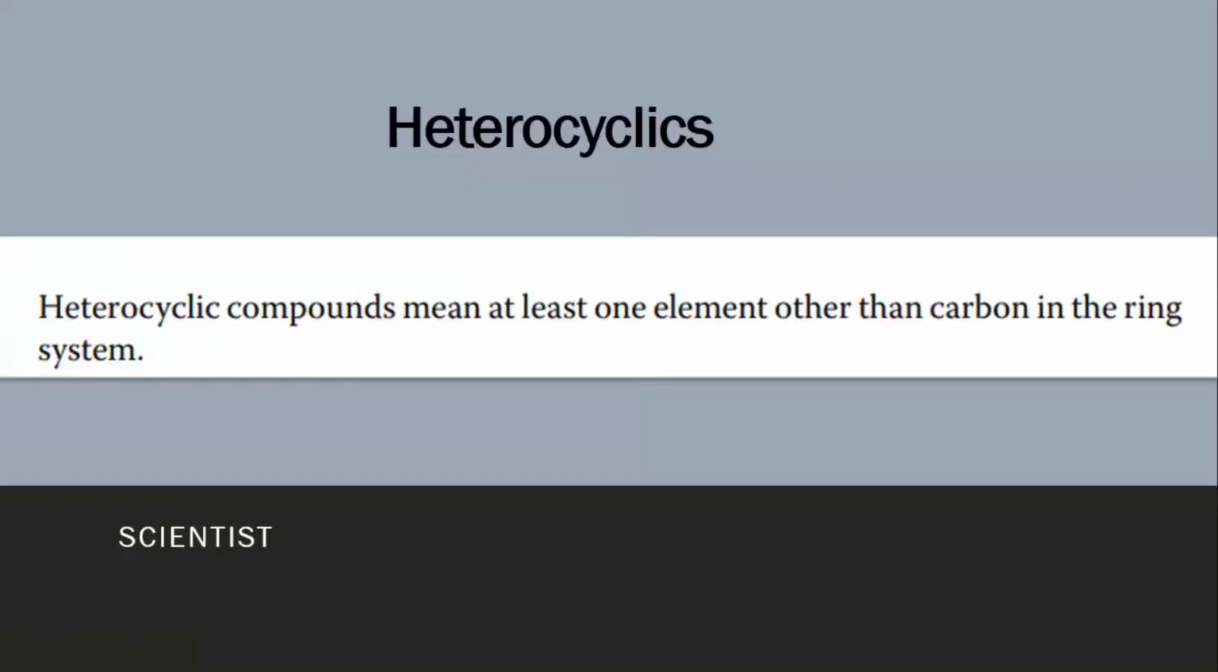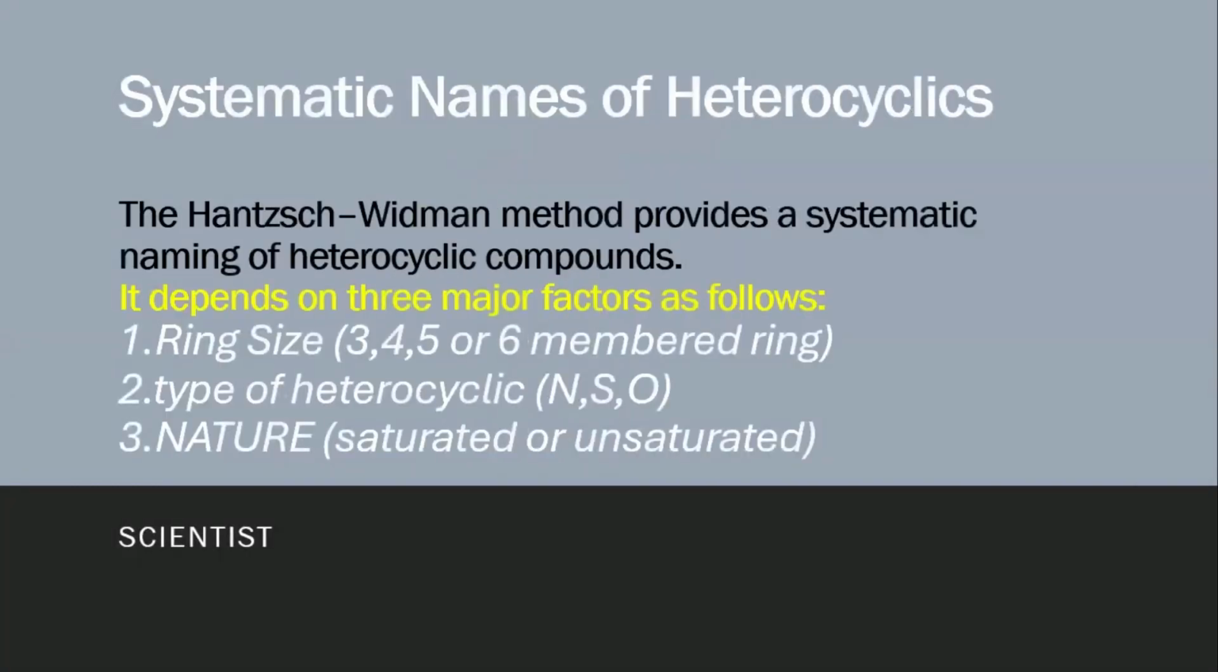Before we discuss heterocyclic nomenclature, we should know what heterocyclics are. Actually, heterocyclic compounds means that at least one element should be other than carbon. It may be nitrogen, sulfur, oxygen, or another element. Let's begin the systematic naming of heterocycles. After watching this video, you will be able to know how to name the heterocyclics.